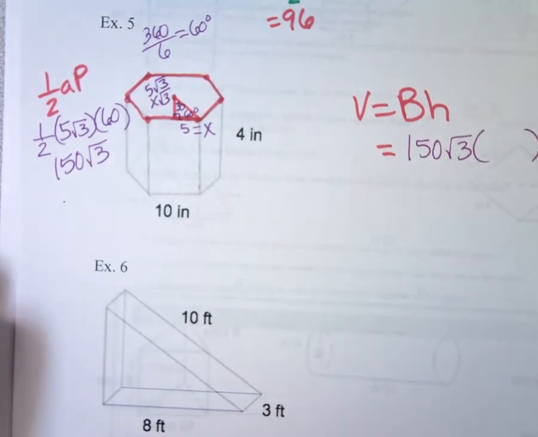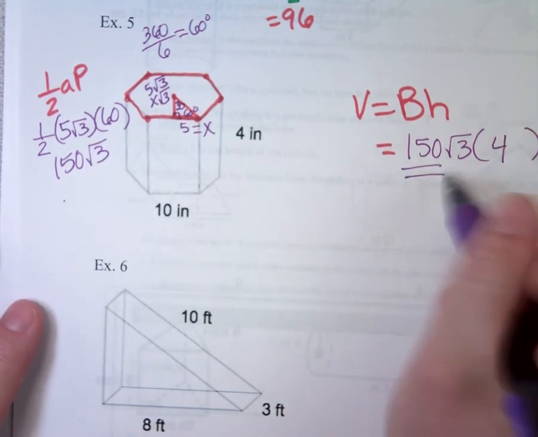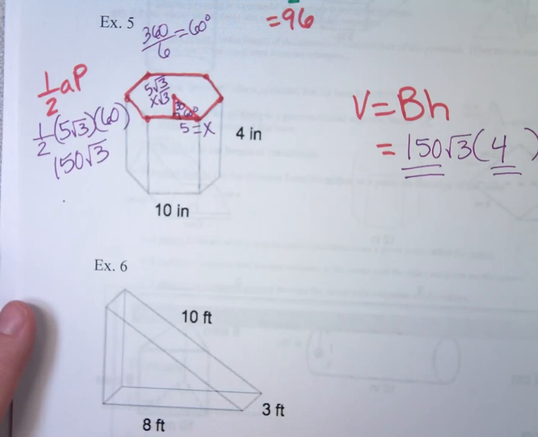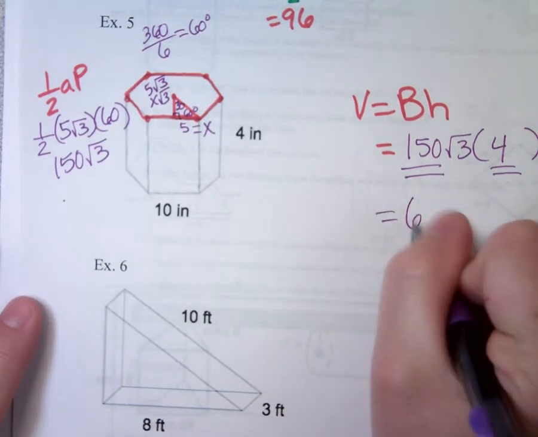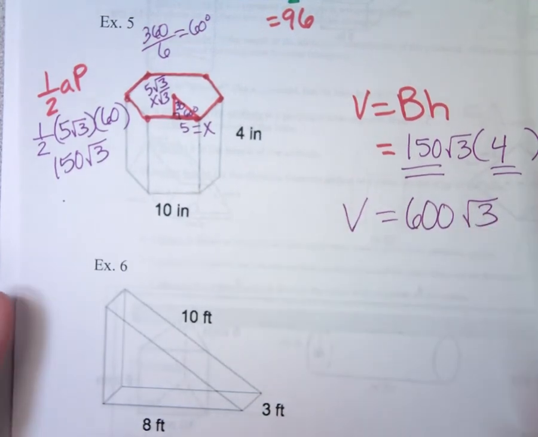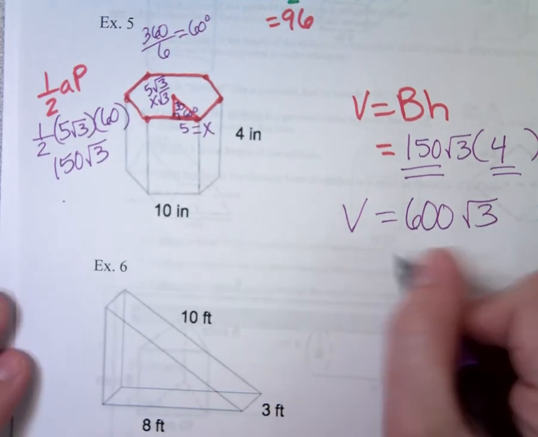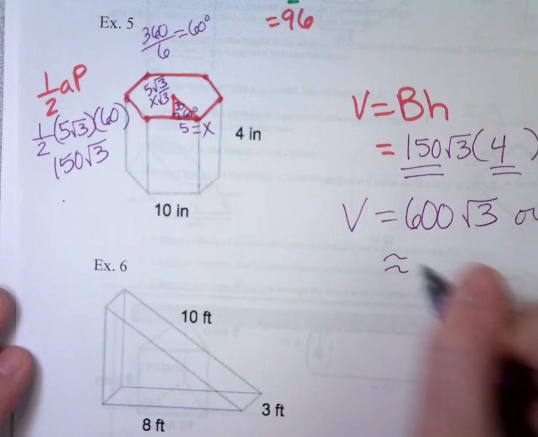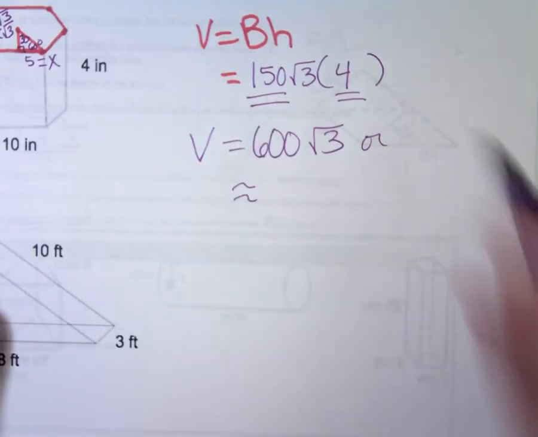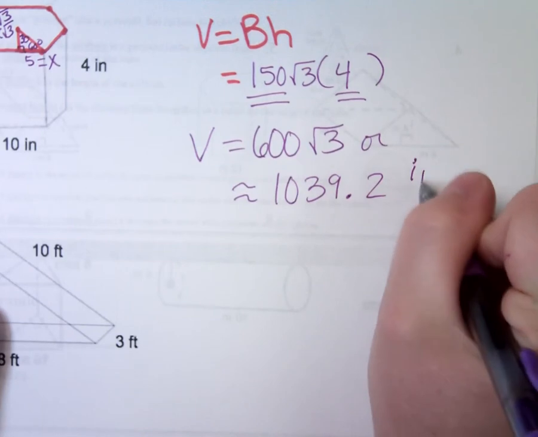So 150 square root of 3. And then how tall does that prism stand? 4. Okay, what do you get if you take 150 times 4? You get 600. So the answer would be 600 square root of 3. And of course, I could always put that in the calculator and get a decimal. Let's just go ahead and do that. If we put 600 square root of 3 in the calculator, what do you guys get to the nearest tenth? 1,039.2. Good. 1,039.2 inches cubed.